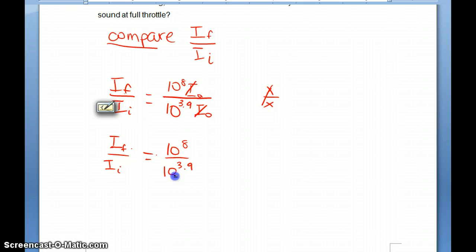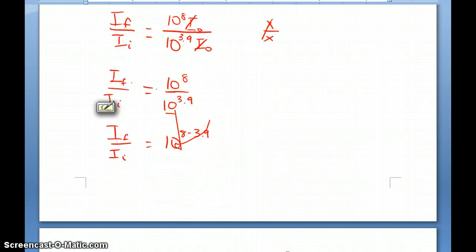If you guys put that into your calculators, or if you know your exponent rules, when you're dividing, as long as they have the same base, we'd go 10 to the 8, and with division we subtract 3.9. Sorry about that. Alright. And then from there we could say that IF over II is equal to 10 to the power of 4.1.